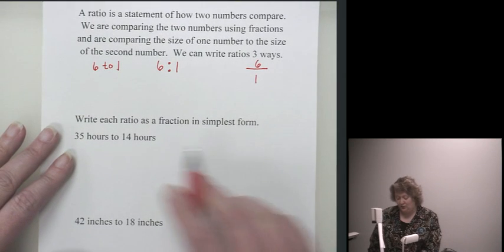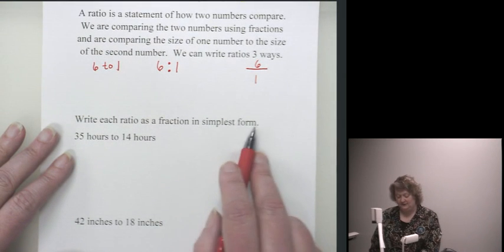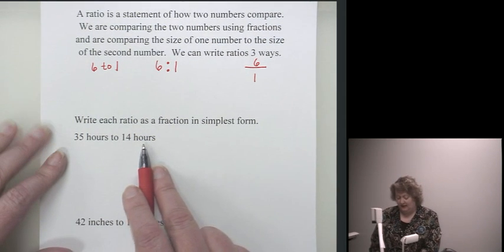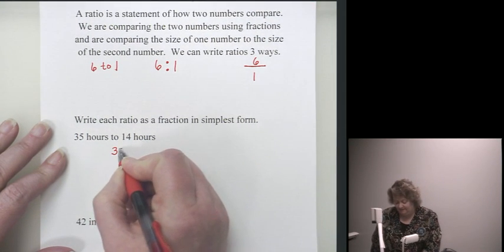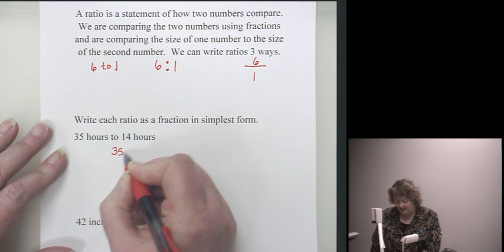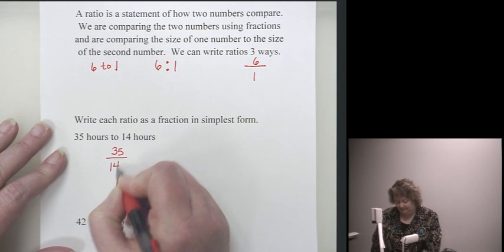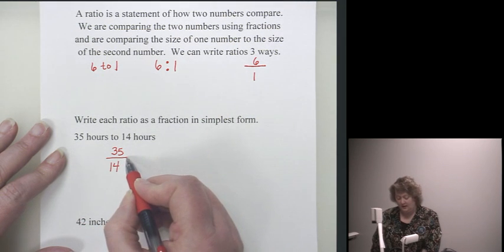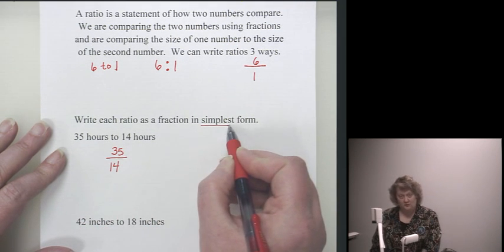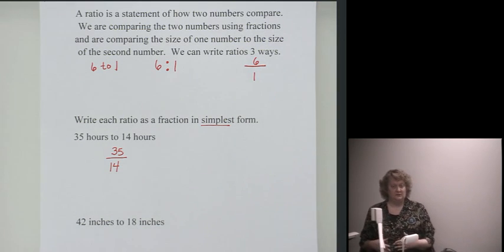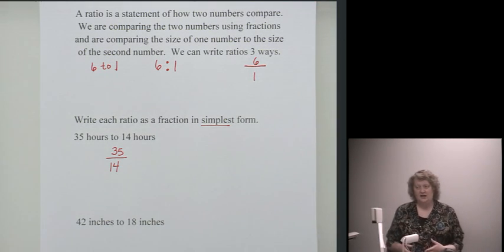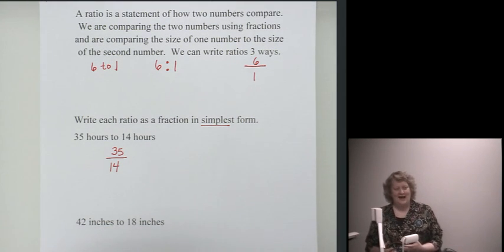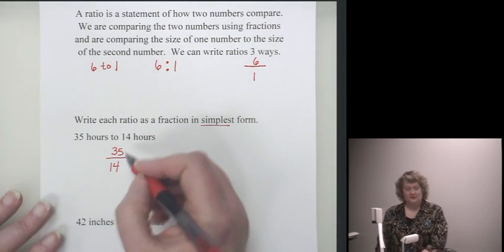Okay, write each ratio as a fraction in simplest form, 35 hours to 14 hours. So that's going to be 35 over 14. Now, it said to write as a fraction, so that means I need to use a fraction bar. It said to write it in simplest form, which means we want to reduce this fraction. Ratios, because they are just fractions in disguise, we want to reduce and treat like fractions.